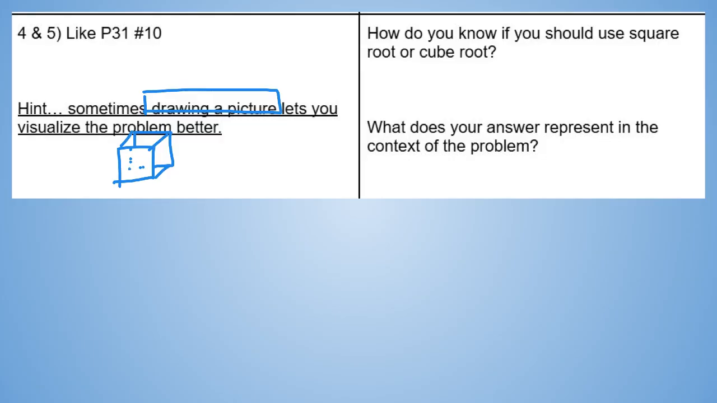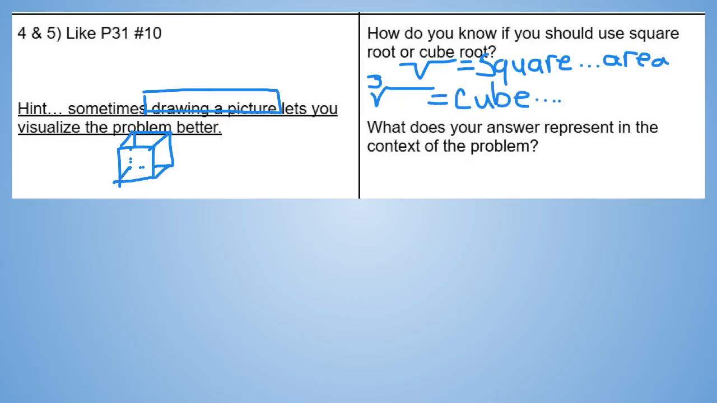And I know that I am going to be in 3 dimensions. So over here, if you use a square root, you're in 2 dimensions. That would be a square. That would be things like area problems, 2 dimensions. If you're going to use a cube root, that means you're in 3 dimensions, so it'd be like a cube or volume.